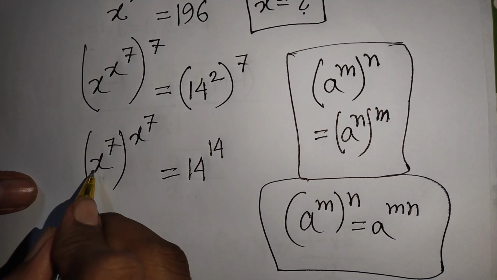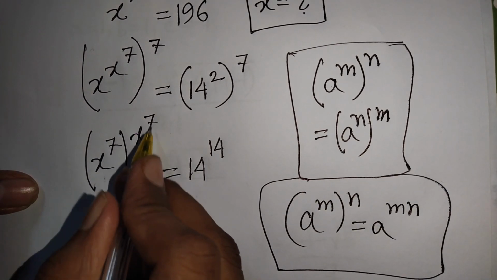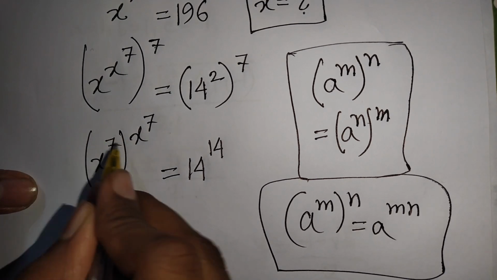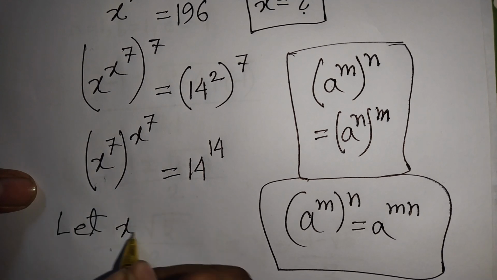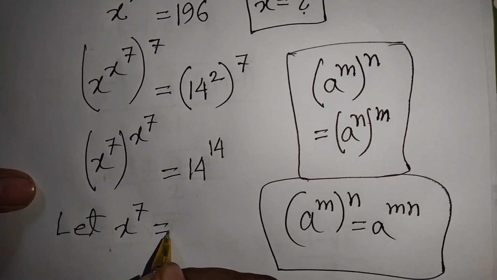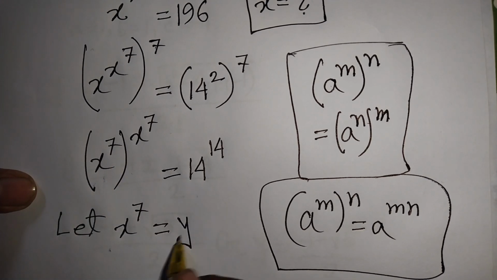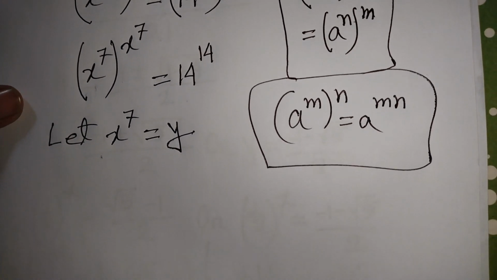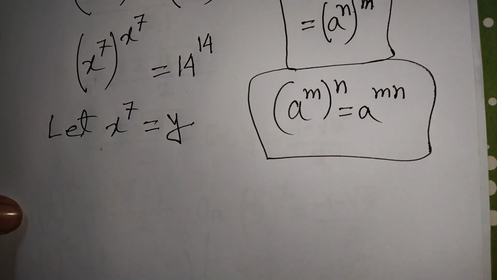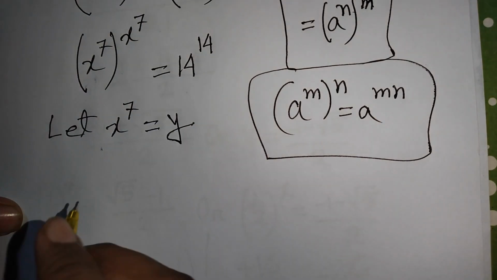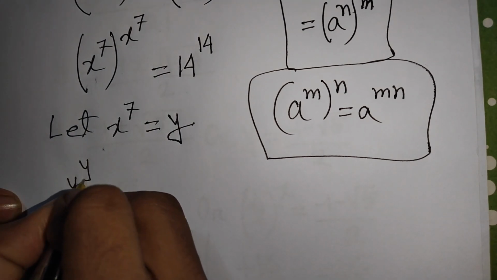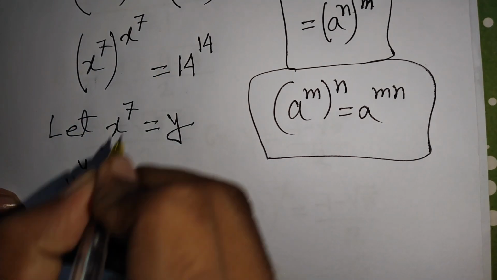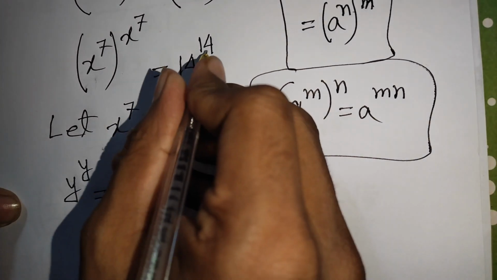Now x power 7, both terms are the same. This base and this power are the same. So let x^7 be substituted by y. So our equation will be y^y is equal to 14^14.